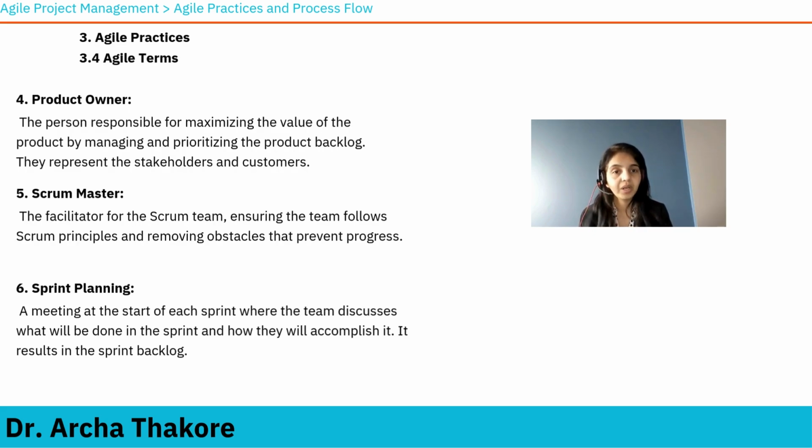Talking about the product owner now, we have talked a lot about the product owner. Again, the person responsible for maximizing the value of the product by managing and prioritizing the product backlog. They represent stakeholders and customers, and by that it also means their business needs, the requirements that are coming from the stakeholders and customers. The Scrum Master is the facilitator of the Scrum team, ensuring the team follows Scrum principles and Agile principles, and removing obstacles that prevent progress. So, that is the duty of a Scrum Master.